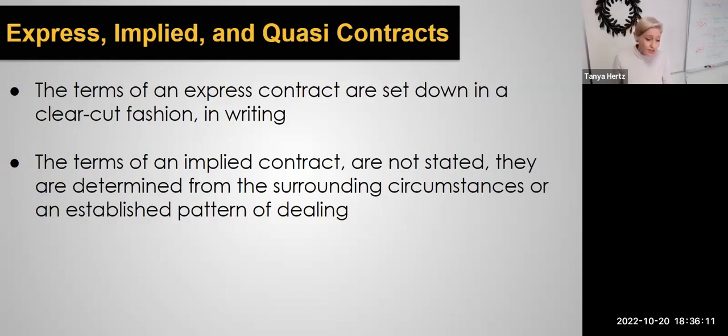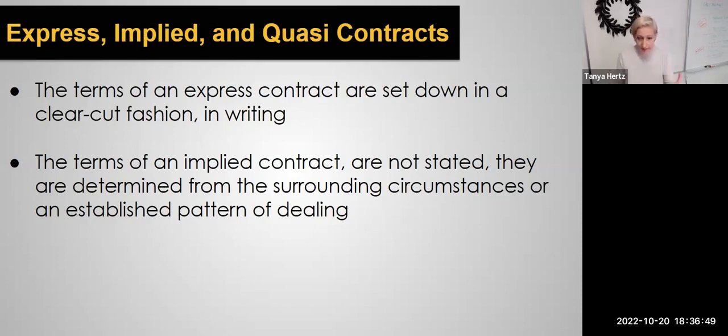An implied contract, however, also can be enforceable depending on the nature of what you are trying to enforce. An implied contract just means that it's not expressly written out, that it is implied. The terms are not clearly stated, but they're determined based on the surrounding circumstances, or based on an established pattern of dealing. So maybe somebody didn't text you, but they asked you, hey, can you make me a sandwich for $10? And you said, yes, I can make you that sandwich. Well, that's an implied contract. And they then need to give you the $10.